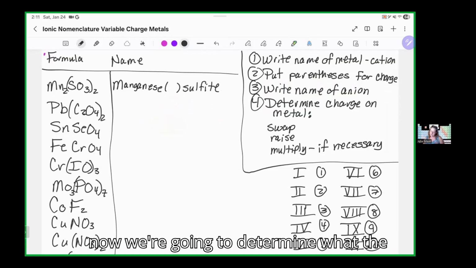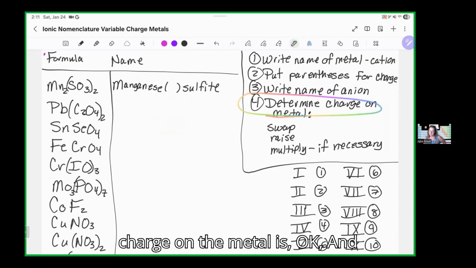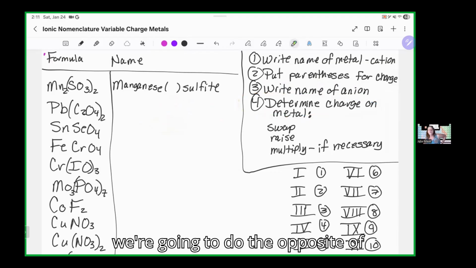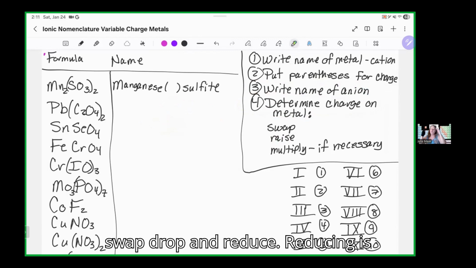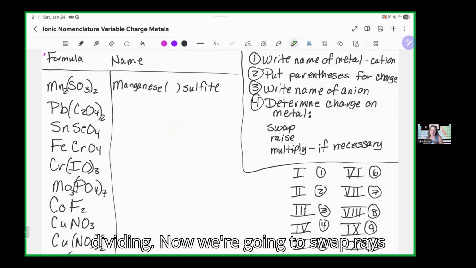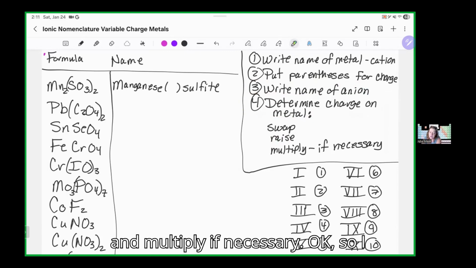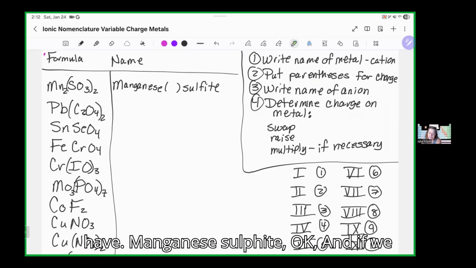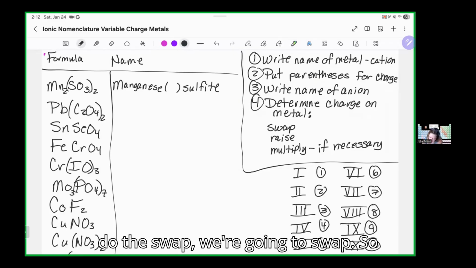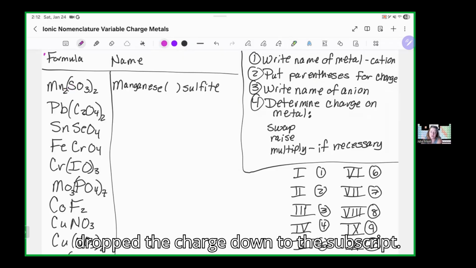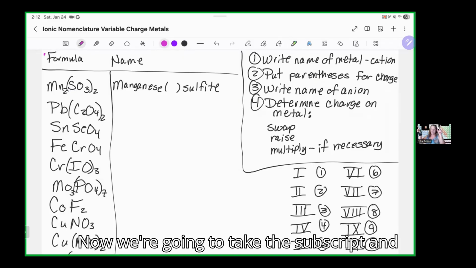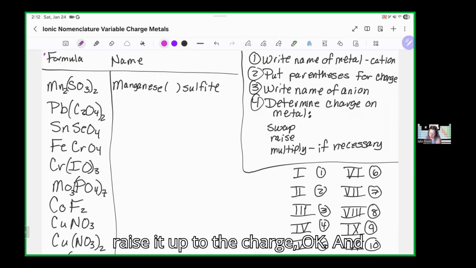Okay, now we're going to determine what the charge on the metal is. Okay, and we're going to do the opposite of what we were doing earlier. We were doing swap, drop, and reduce. Reducing is dividing. Now we're going to swap, raise, and multiply if necessary. Okay, so I have manganese sulfite. Okay, and if we do the swap, remember when we swapped and dropped, we dropped the charge down to the subscript. Now we're going to take the subscript and raise it up to the charge.